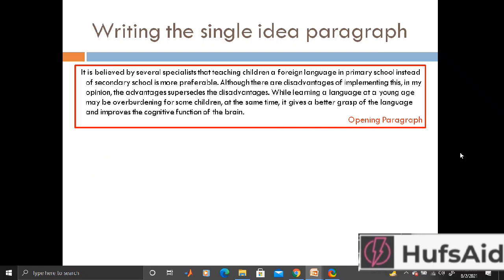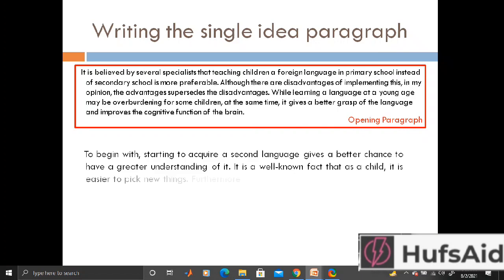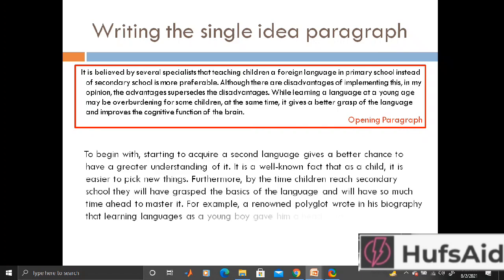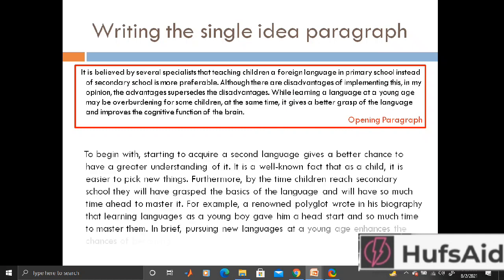Now, writing the single idea paragraph. While keeping in mind the opening paragraph, we are keeping in mind the opening paragraph because we need to stick to the ideas that we have introduced in it. I have written this single idea body paragraph: to begin with, starting to acquire a second language gives a better chance to have a greater understanding of it. It is a well-known fact that as a child it is easier to pick up new things. Furthermore, by the time children reach secondary school, they will have grasped the basics of the language and will have so much time ahead to master it.